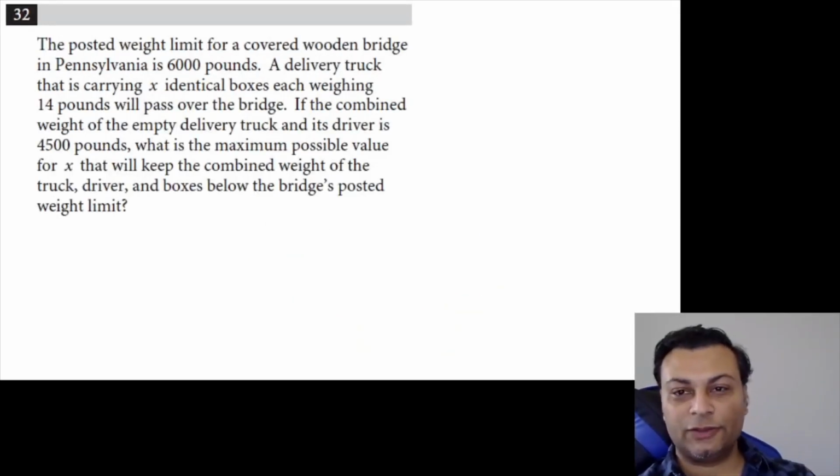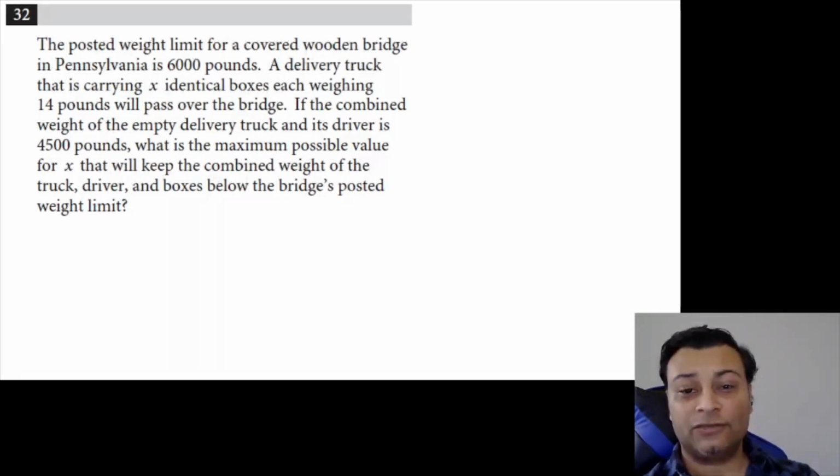Moving on to 32. The posted weight limit for a covered wooden bridge in Pennsylvania is 6,000 pounds. A delivery truck that is carrying x identical boxes, each weighing 14 pounds, will pass over this bridge. If the combined weight of the empty delivery truck and its driver is already 4,500 pounds, what's the maximum possible value for x that will keep the combined weight of the truck, driver, and boxes below the bridge's posted weight limit of 6,000 pounds? Okay.